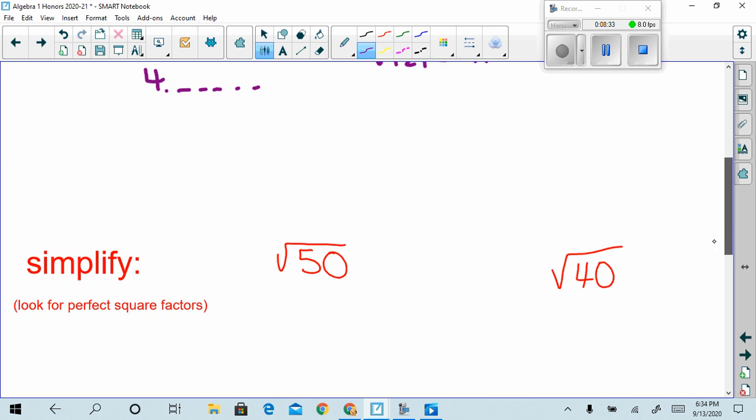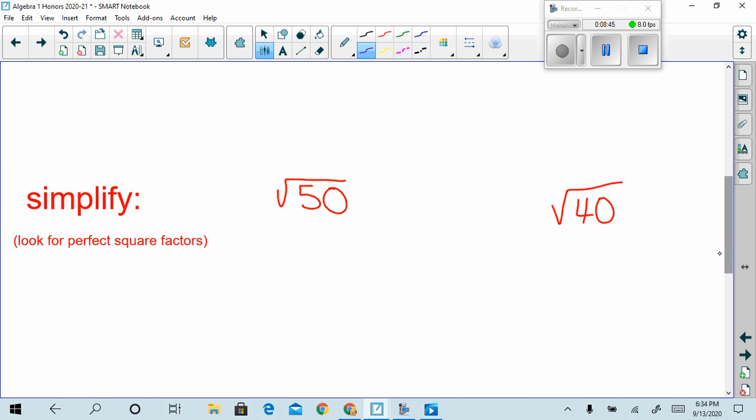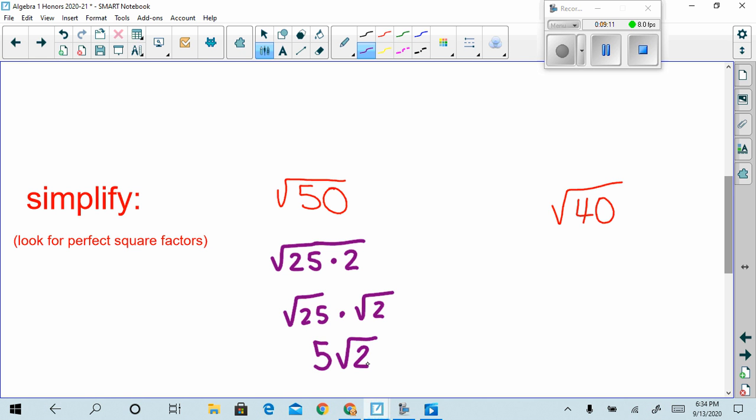Now, sometimes another way to simplify, instead of estimating, would be to look for perfect square factors. Now, you may have done this before. There's another method where you just put it into its prime factorization. I'd like you to get used to this method where you look for perfect square factors. So I know that 25 times 2 would give me 50. So I could have the square root of 25 times the square root of 2, which becomes a whole number, 5 times radical 2.